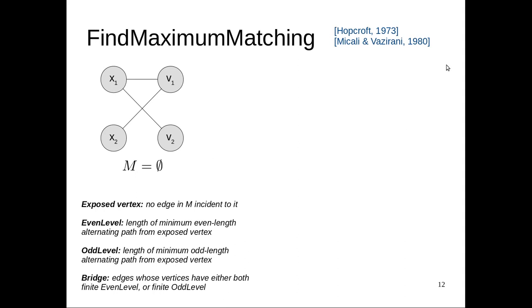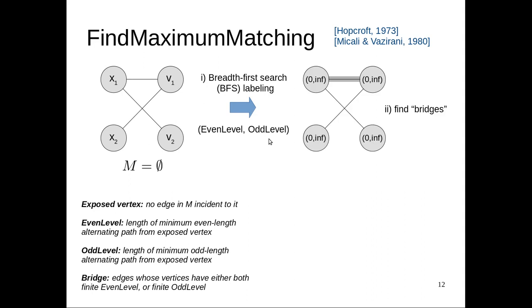The find max matching state-of-the-art classical algorithm was proposed by Hopcroft in 1973 and later generalized to non-bipartite graphs by Micali and Vazirani in 1980, and I will give a high-level description of this algorithm. You might want to pause the video to understand some of the definitions in the lower left here. First, we start with a variable value graph and an empty matching, and we conduct a breadth-first search, starting from exposed vertices and labeling each vertex with a pair of numbers called the even level and the odd level. By definition, the even level of an exposed vertex is 0 and the odd level of an exposed vertex is infinity. And so we get this labeling scheme here.